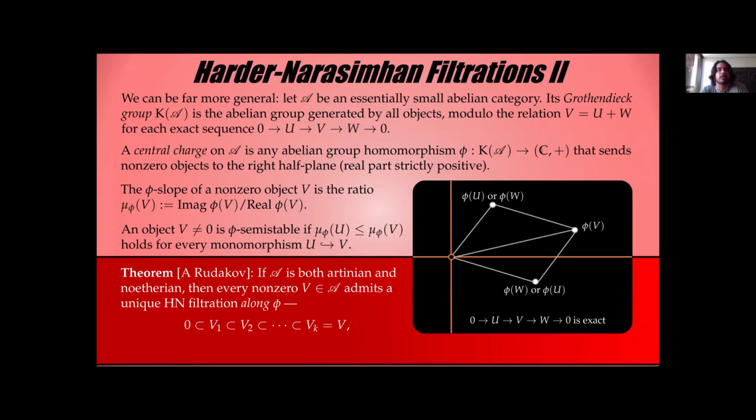So this is work of Rudakov, that this Harder-Narasimhan filtration works in this setting, provided that the abelian category you started with is both Artinian and Noetherian. So then you get this property that there's a unique filtration where each successive quotient is semi-stable and they have strictly decreasing slopes. Now, if you don't know what Artinian and Noetherian mean, I never remember which is which, but thankfully we need both. So I can tell you what the union of them means.